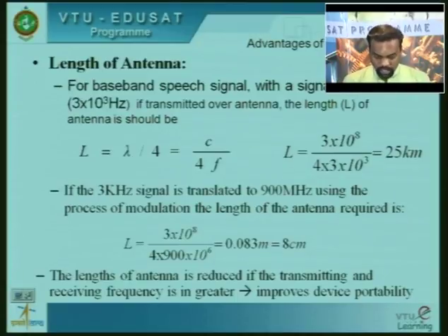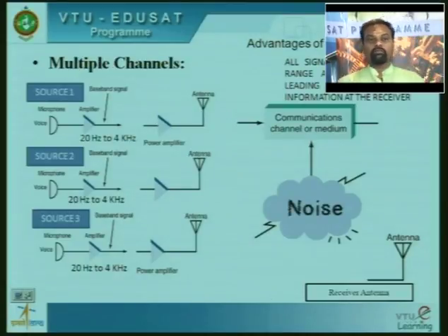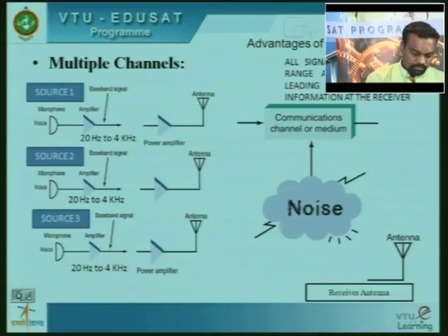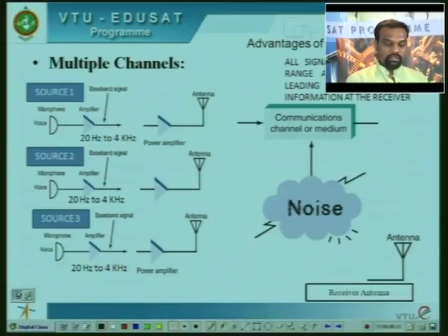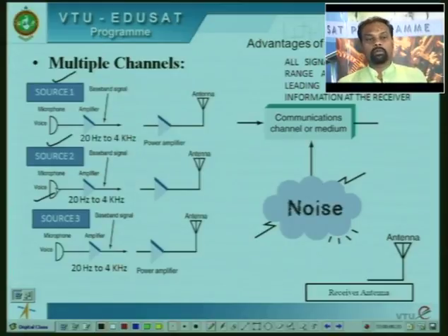Let us see what is the second important advantage of performing modulation. We call it, in simple terms, that multiple channels can be used. What do you mean by multiple channels? Let us understand that we have a source. So, we have source 1, which may be user 1. I may be speaking through my mobile phone, and source 2, maybe my friend, is talking from a mobile phone, and source 3, another friend, is also talking from a mobile phone.